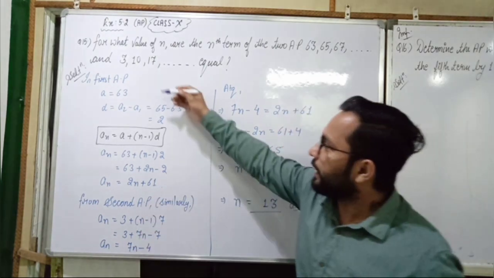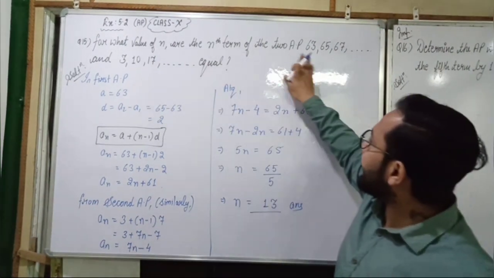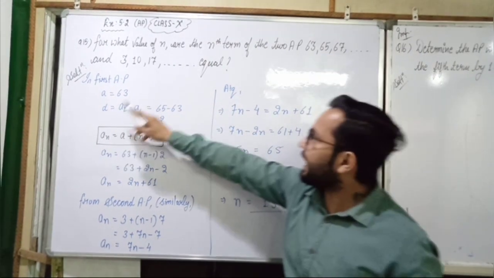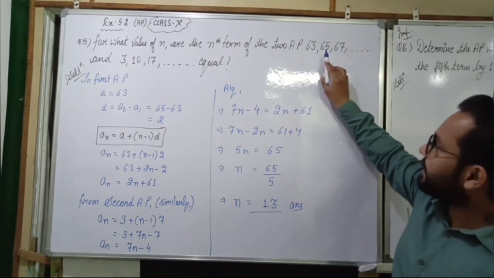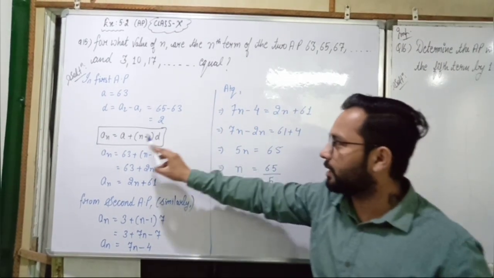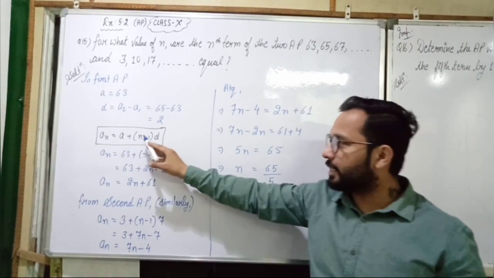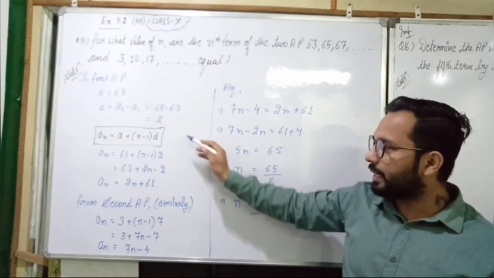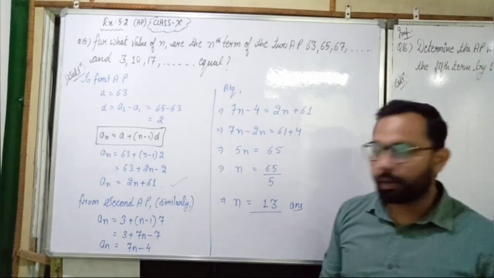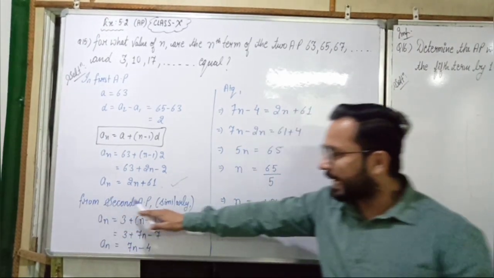सी हाउ. इन द फर्स्ट एपी ए क्या है, फर्स्ट टर्म दैट इज 63. डी क्या है, a2 माइनस a1 दैट इज 65 माइनस 63 दैट इज 2. दैट इज अ कॉमन डिफरेंस. So we use the formula an is equals to a plus n minus 1 d. So from here we will get the first equation. Okay. Now we'll use the second AP.